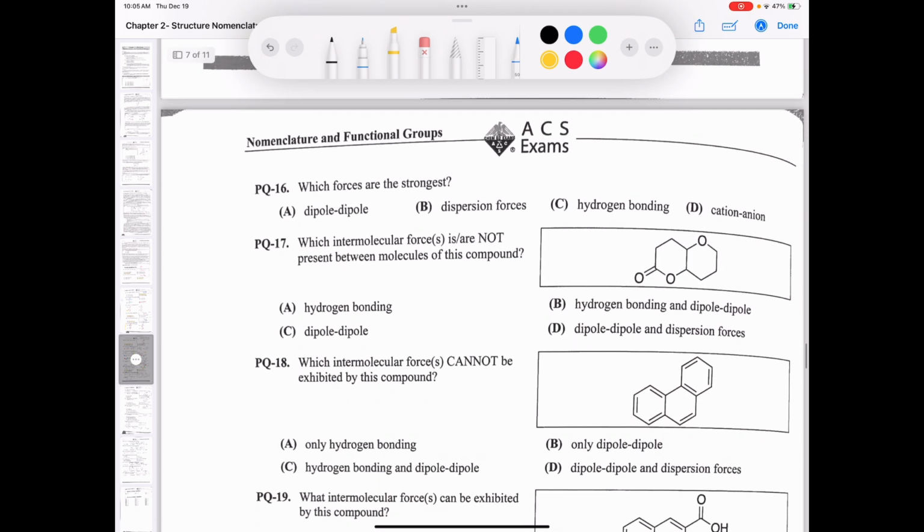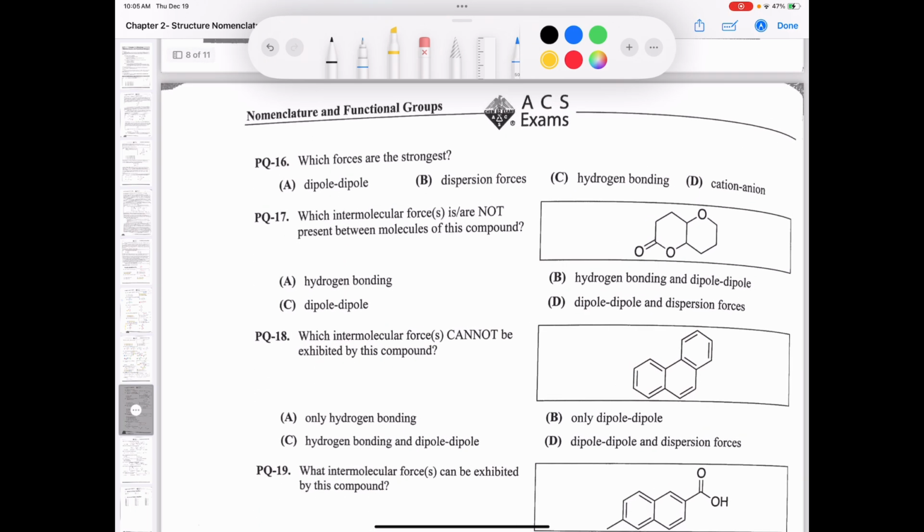All right, moving on to question number 16. Which forces are the strongest? You really need to know your intermolecular forces in organic chemistry, and here we have dipole, dispersion, hydrogen bonding, and cation, anion. Well, it's definitely not the dispersion force. And then we have hydrogen bonding and dipoles, which are other types of intermolecular forces. But keep in mind that A, B, and C are all found in covalent compounds or between covalent compounds, whereas cation, anion, that's ionic. And we know that ionic forces are stronger than all the others that are listed here.